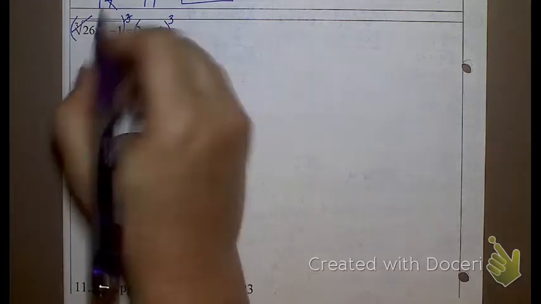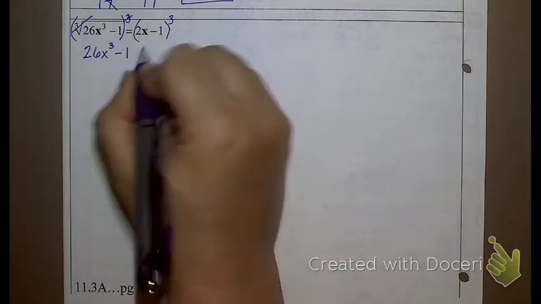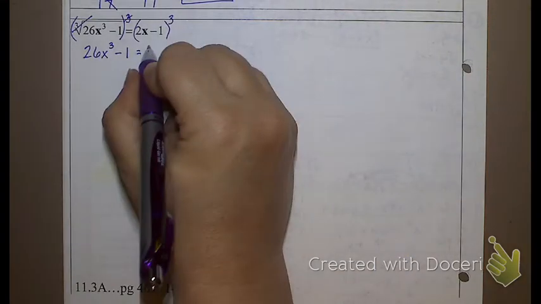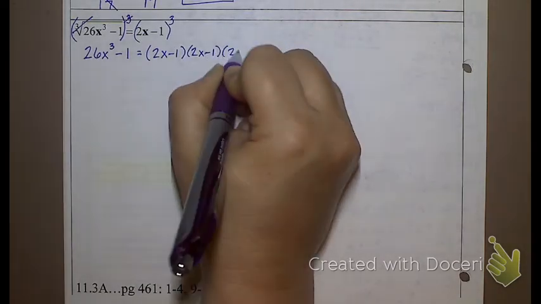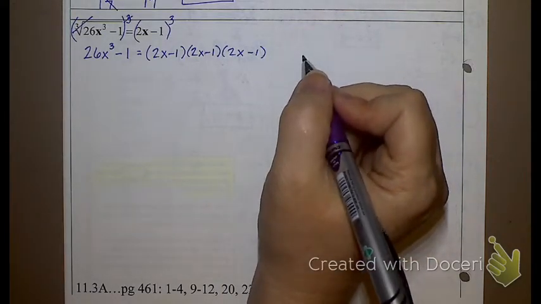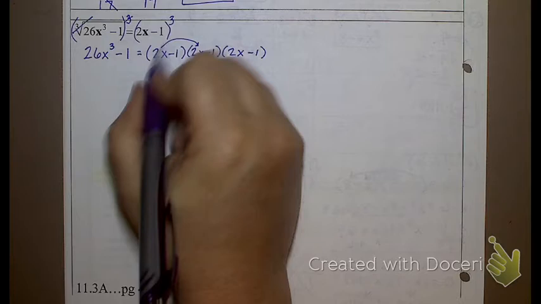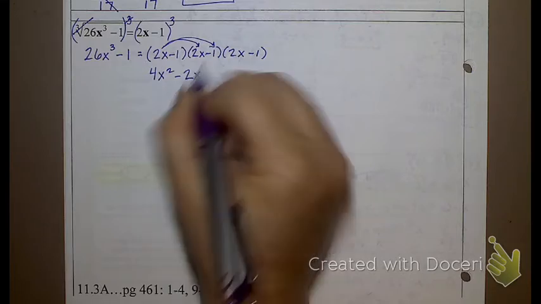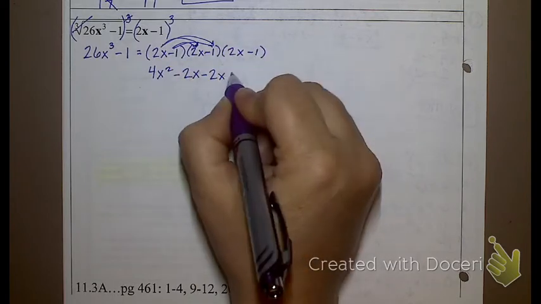Cube root and the cube cancel out, and I'm left with 26x to the third minus 1. And then what do I have to do on the other side? I have to write 2x minus 1, 2x minus 1, 2x minus 1. Now, I don't want to hear any whining about this. You've done multiplication like this since like 6th grade. Okay? We're going to be grown-ups and deal with this. So, 2x times 2x, 4x squared. 2x times negative 1, negative 2x. Negative 1 times 2x, negative 2x. Negative 1 times negative 1, positive 1.